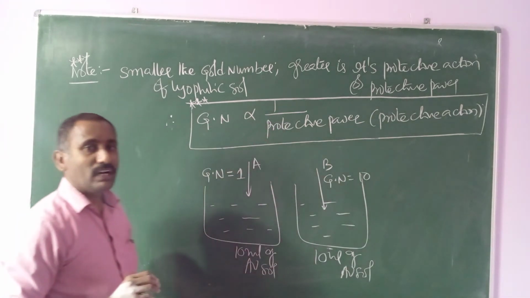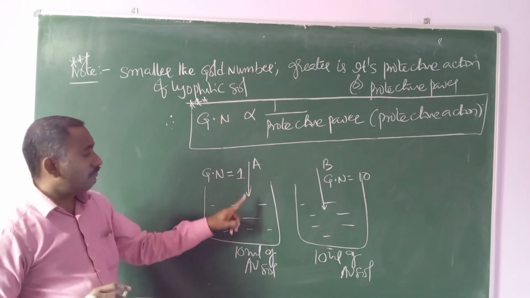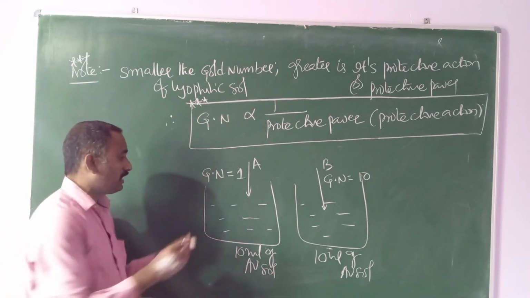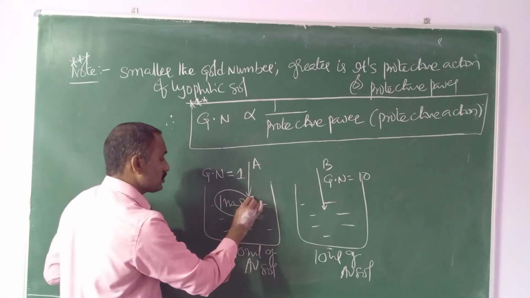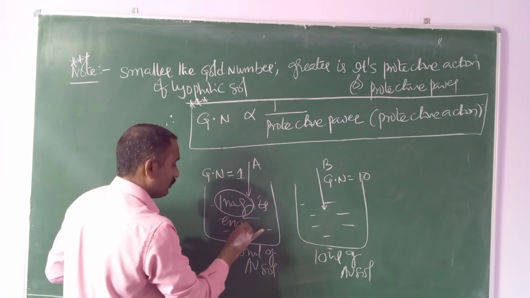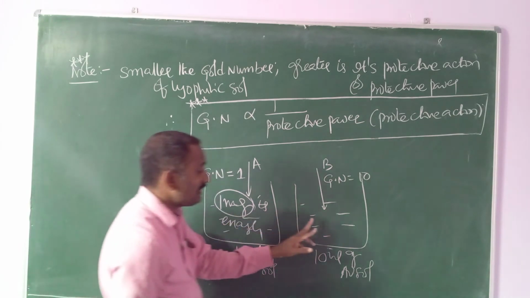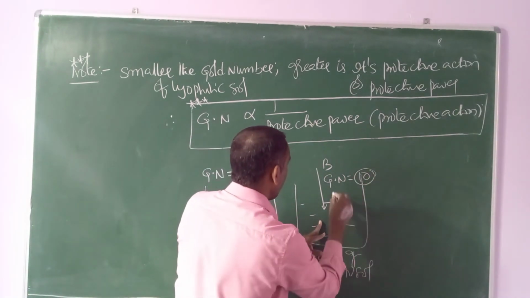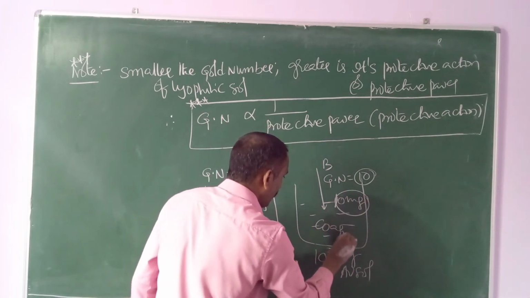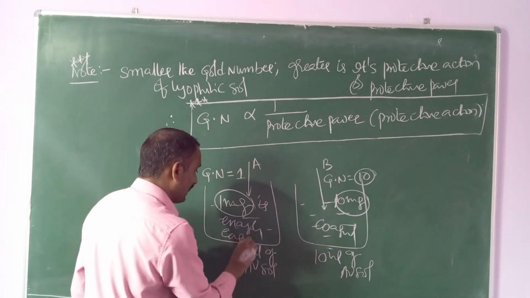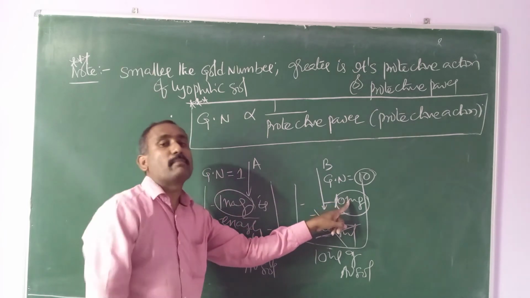According to the definition, what is meant by gold number? The number of milligrams of lyophilic sol required for prevention of coagulation. Here the gold number is 1. Hence, to prevent coagulation of 10 ml of gold sol, just 1 milligram is enough. For B, 10 milligrams is required. In order to prevent the coagulation, here we should add more amount.